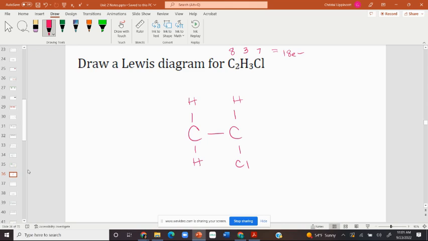How do we draw the thing where the double bond can be in multiple places? We're not to resonance yet, honey. Just give us a minute.